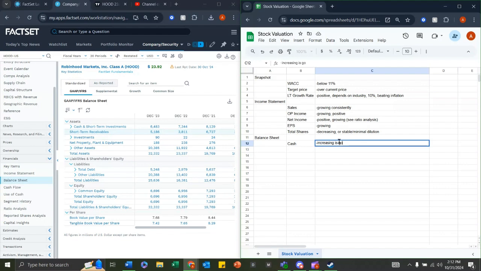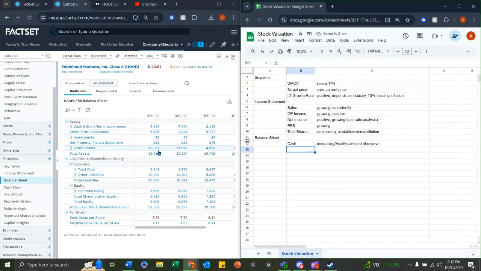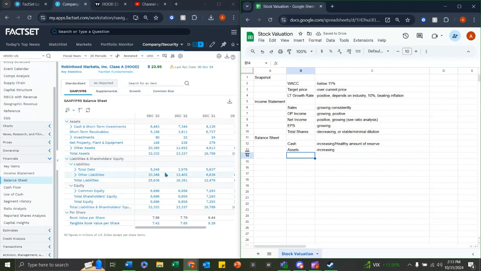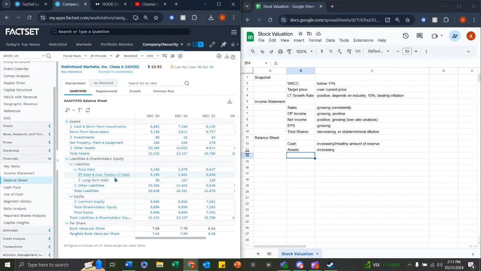Increasing is good, but not critical. I'm just going to put increasing slash healthy amount of reserve, something like that. In terms of total assets, you just want to see it increasing generally. Liabilities, generally you want to see liabilities decreasing. Obviously, it's really not the best thing when it's going up this much.